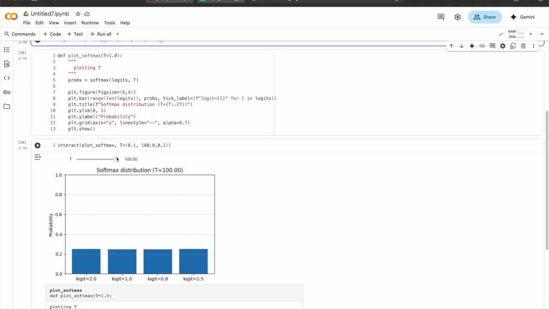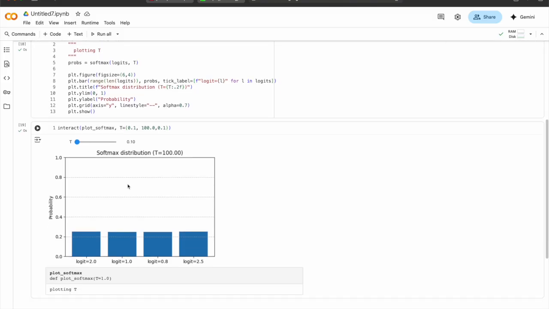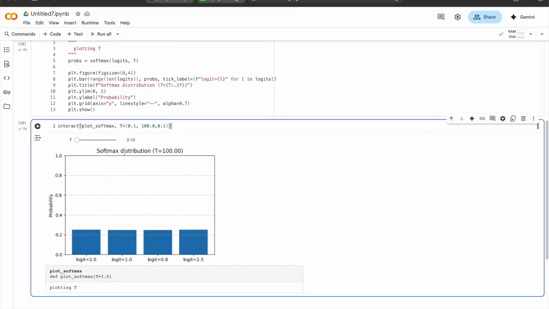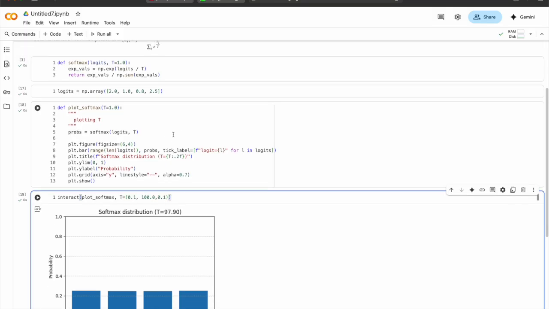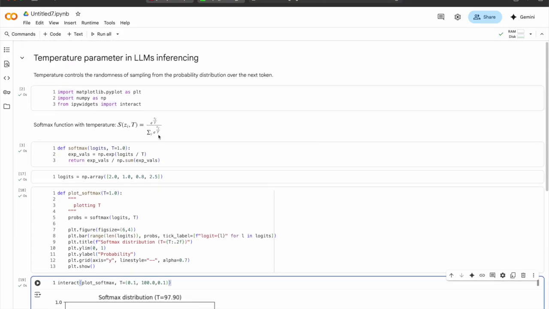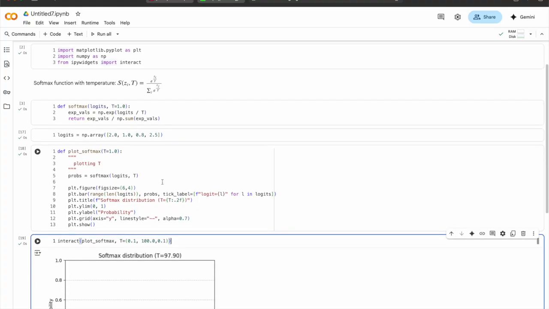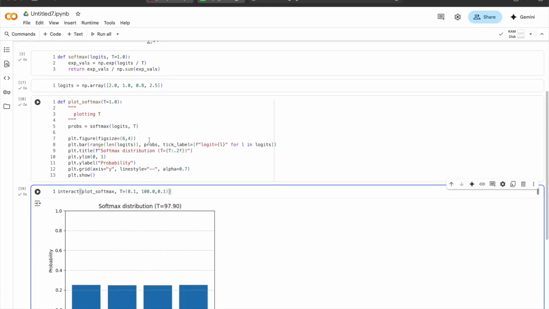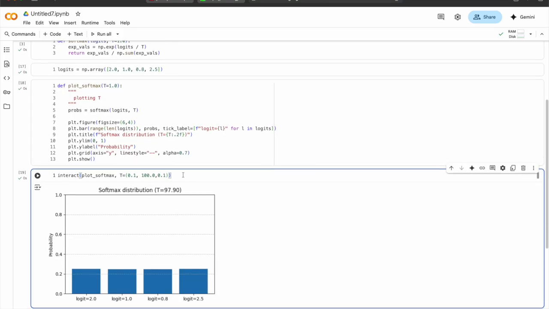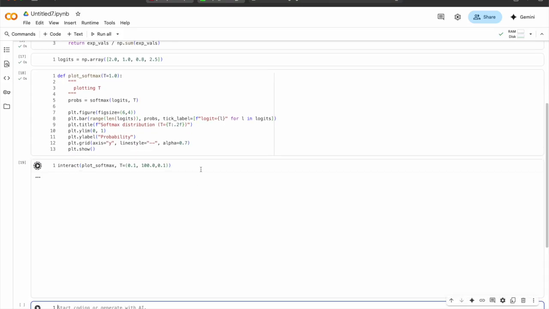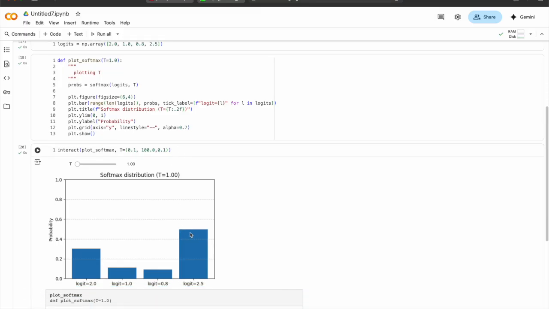Right now, when the temperature is the lowest, if we put it at 0, it basically means that it will choose the value with the highest probability. But as we increase the temperature, we'll see how it goes. This is the initial distribution. Logit 2.5 is definitely higher in weight, so it will have the higher probability.